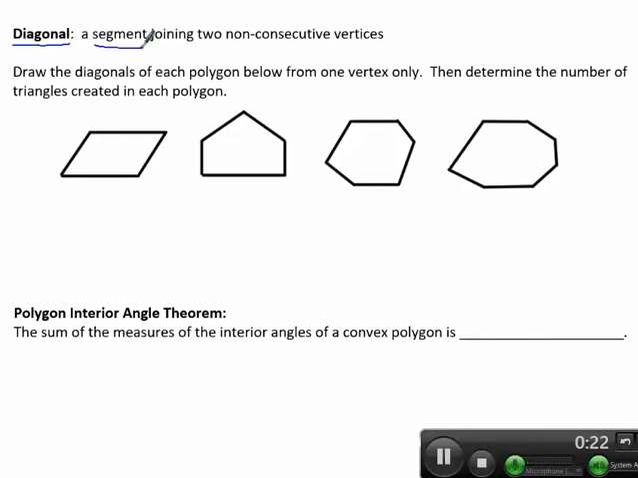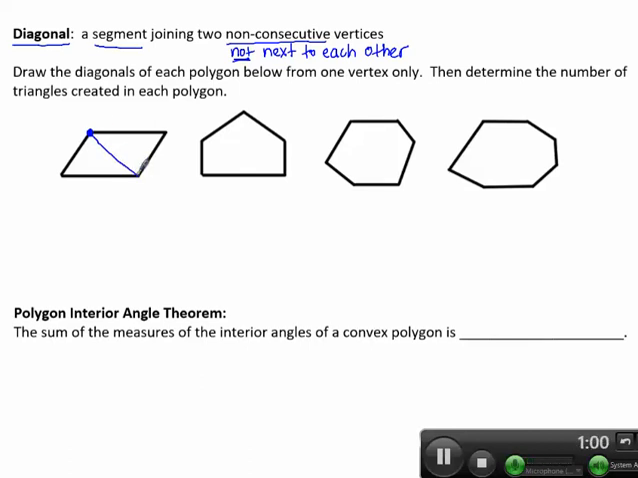This is a segment joining two non-consecutive vertices. Non-consecutive means not next to each other. Consecutive means next to each other, so non-consecutive, not next to each other. Meaning, in this quadrilateral, if I start with one vertex, I can draw a diagonal not to here because this one is consecutive, and not to here because this one is consecutive, just to this other vertex across the quadrilateral.